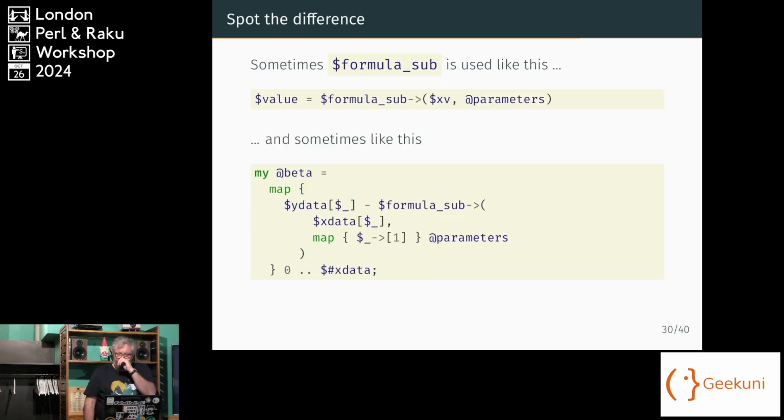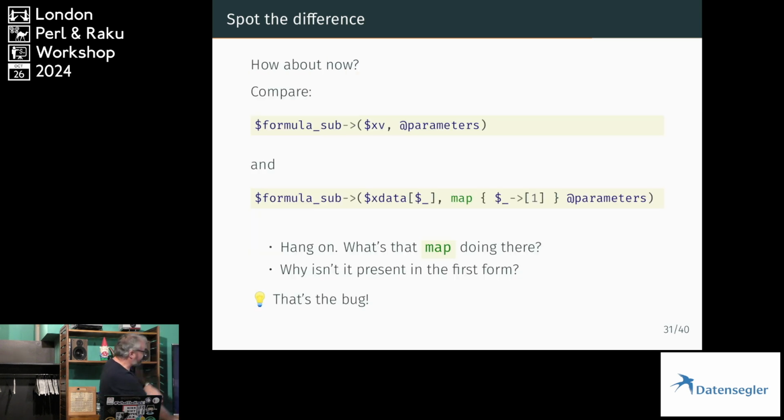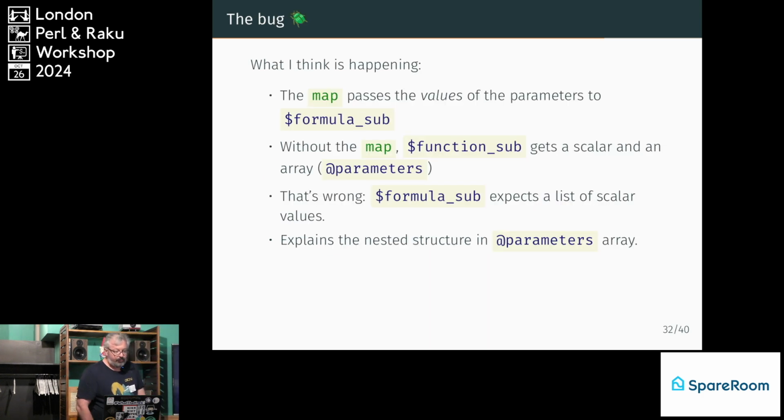Anyway, in some contexts, formula sub was used like this. This is when the code is calculating the numerical derivative, and sometimes it was used like that. Does anyone see where the problem is? Okay, I'll remove extra stuff from it. Basically, it's used like this in one situation, and like this in another. When you're staring at code, you go, what's that map doing in there? Hang on, that wasn't present up here. Aha. So what I think is happening here, well, I'm vaguely sure what's happening here. The map passes the values of the parameters into formula sub.